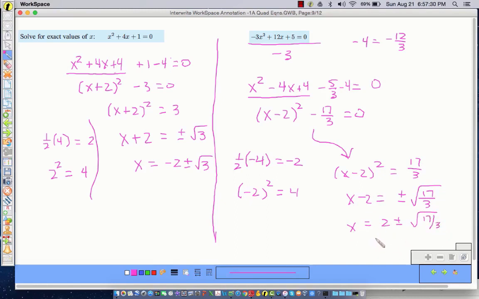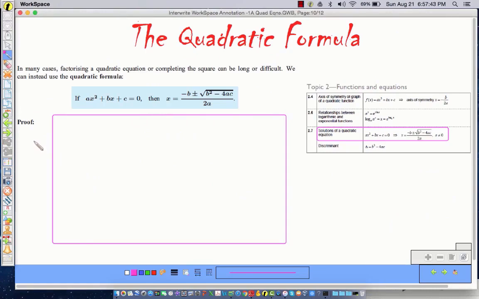Booyah! Done. Yes, you could have used the quadratic formula here. But completing the square is a valuable tool, as we will see later in this course.